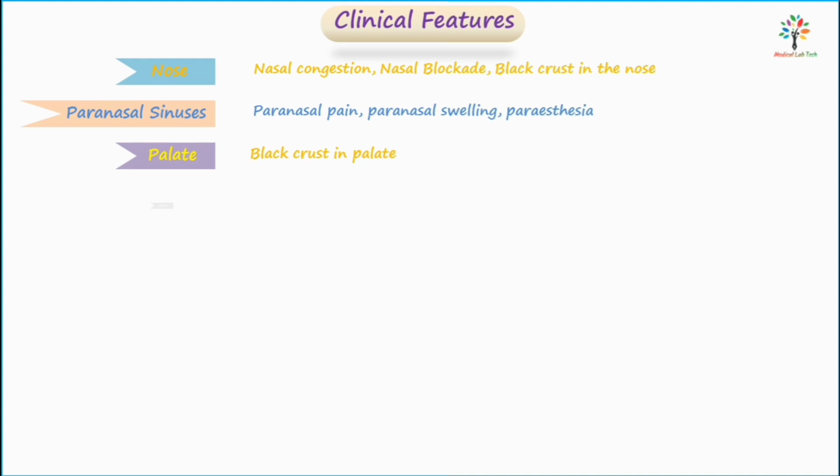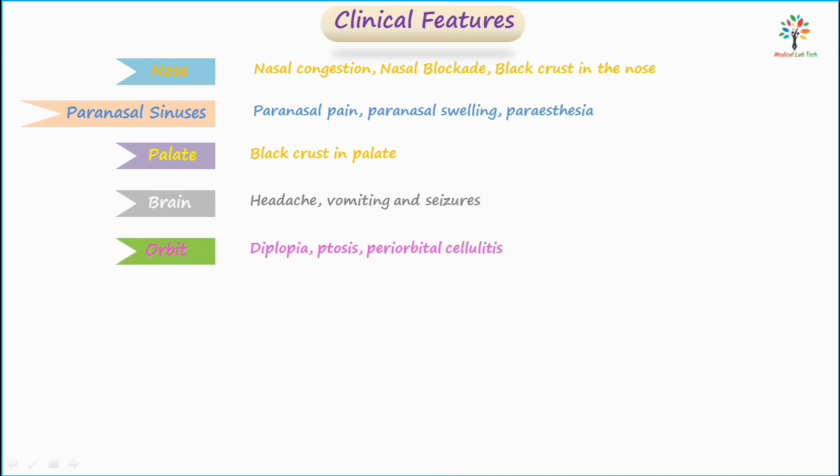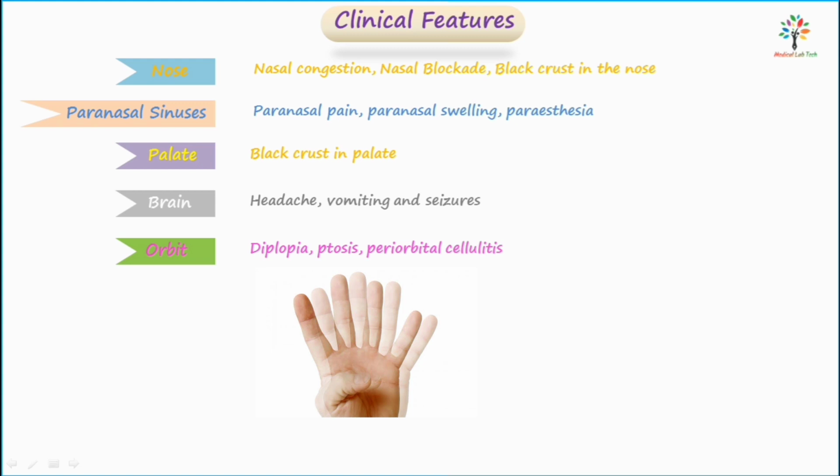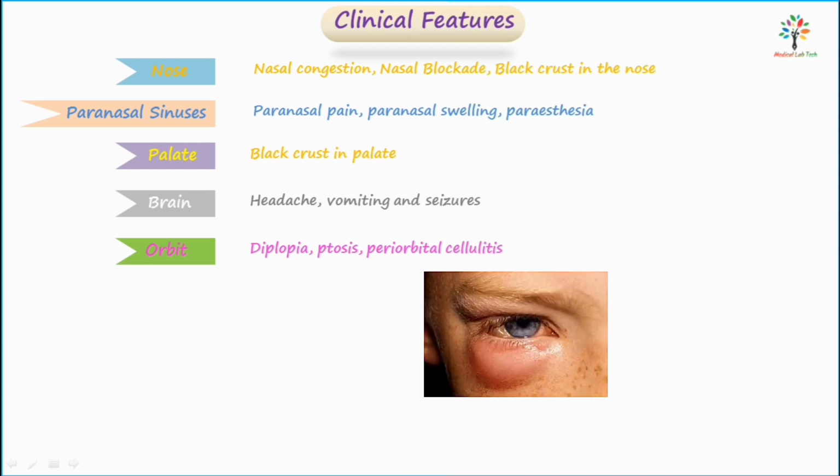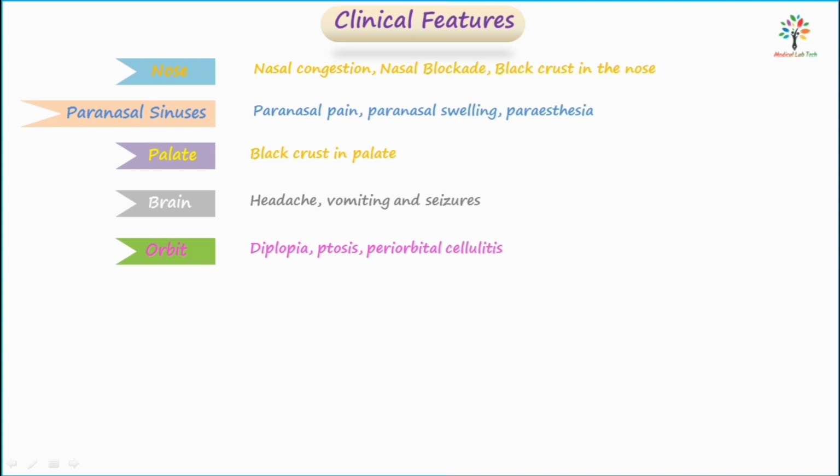If it involves the brain, then there will be headache, vomiting, seizures. It affects the orbit or eye. There will be diplopia, ptosis and periorbital cellulitis. Diplopia means a person may see two images of a single object. Ptosis means drooping or falling of the upper eyelid. And periorbital cellulitis means there will be redness and swelling in the area surrounding the eye. Eventually there will be abrupt vision loss. The person may lose his vision.